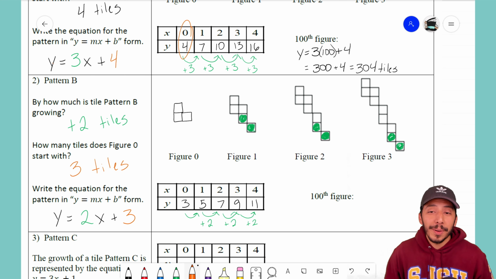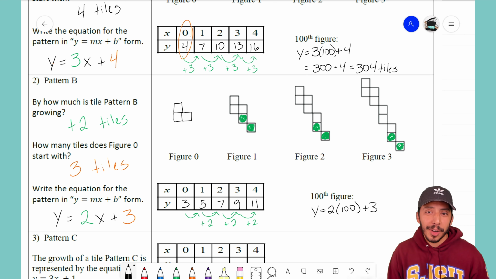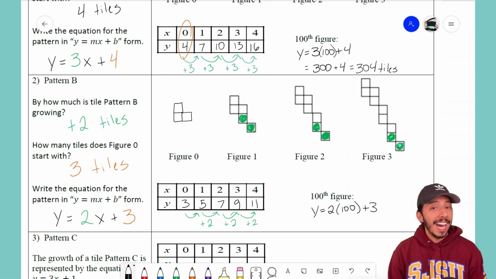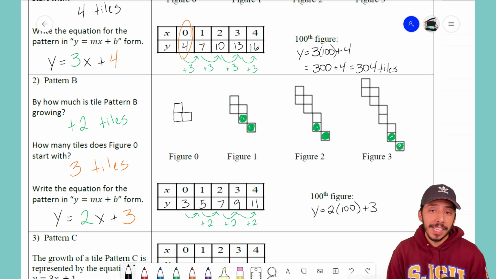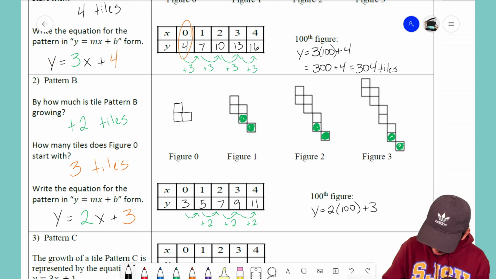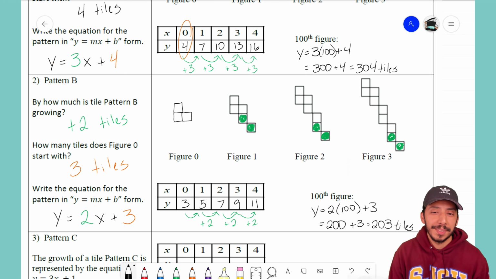And again, we now want to see, can we figure out the 100th figure? How many tiles will be in that 100th figure? All we have to do is take our equation and substitute 100 in for x, and we'll be able to see how many tiles are in our 100th figure. Again, we don't want to have to draw out all of those figure numbers. Instead, our equation will allow us to do that. So 2 times 100 will leave us with 200 plus 3. We end up with 203 tiles in figure 100.